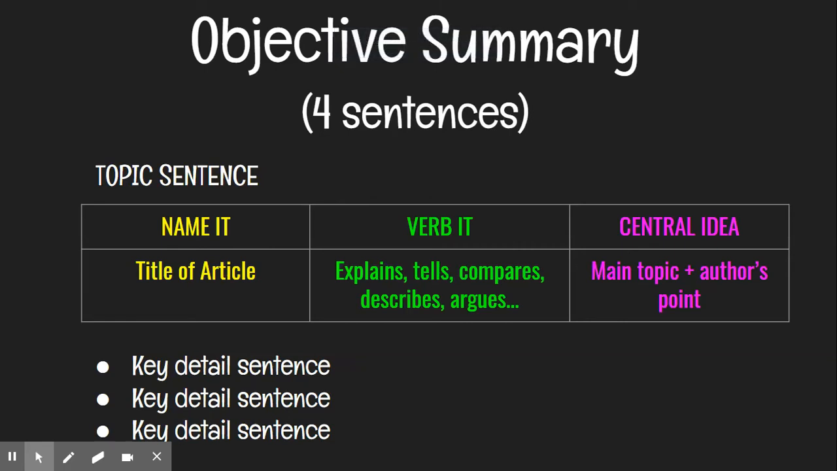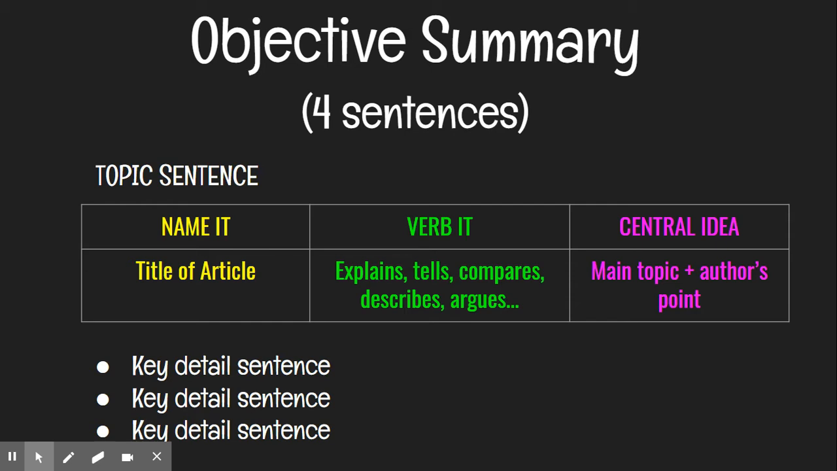All right, today's little tutorial mini lesson is about how to write an objective summary. When you read a nonfiction or informational text, oftentimes you'll be asked to write a summary of it. And so this process is a really easy way to write an effective summary. Objective, all that means is that you do not insert your personal opinions.